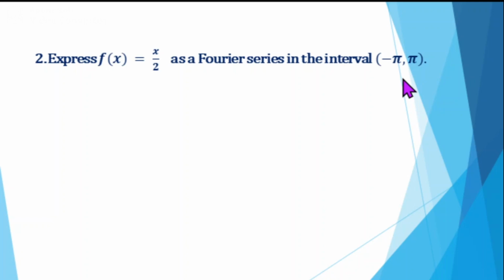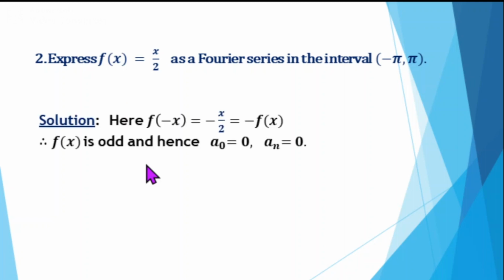So comparing, we get L equal to pi. Now to find whether given function is even or odd, take x equal to minus x. We will get f of minus x equal to minus x by 2, or minus f of x. So here we have function is odd. Therefore we can write a0 equal to 0, an equal to 0. Okay, we need to find only bn.